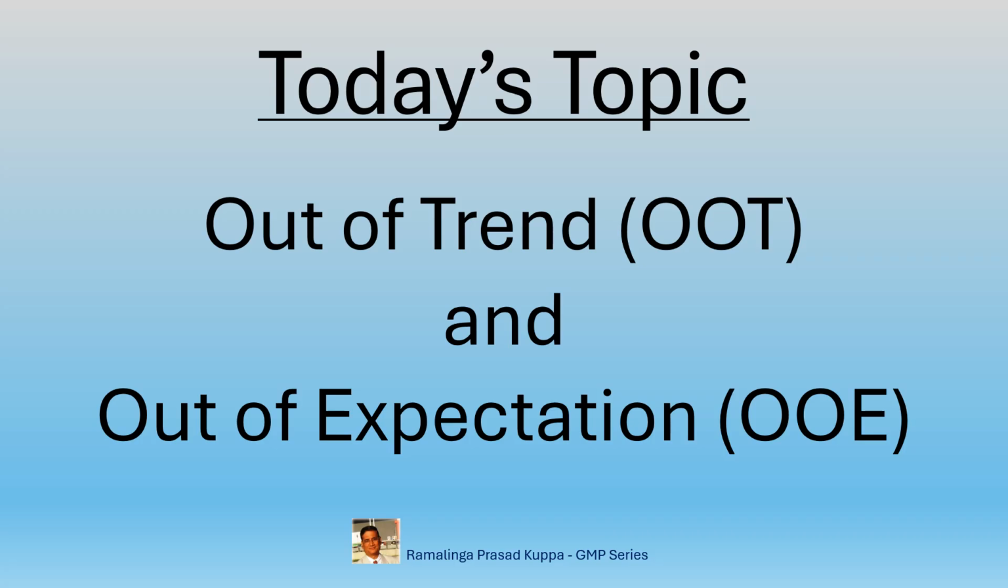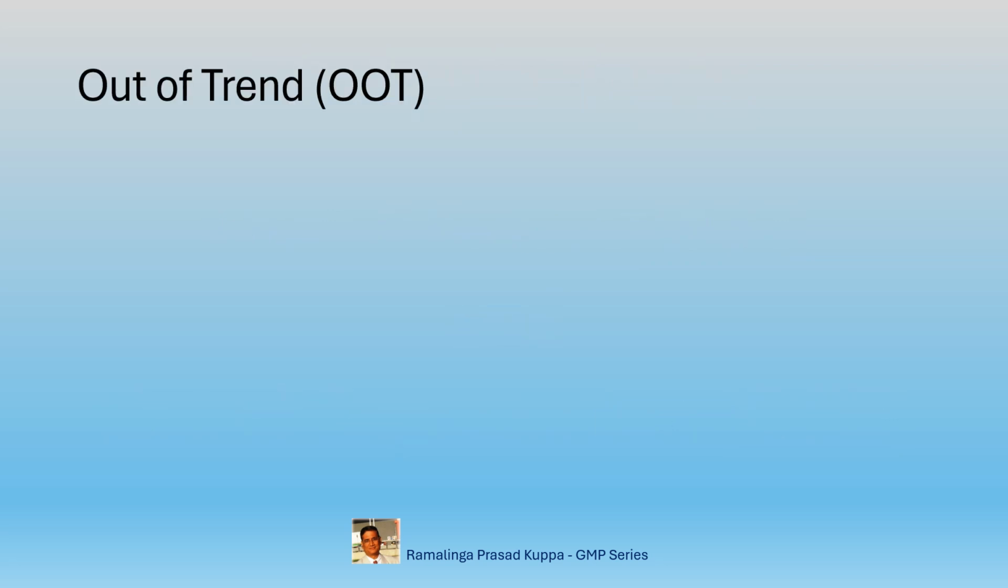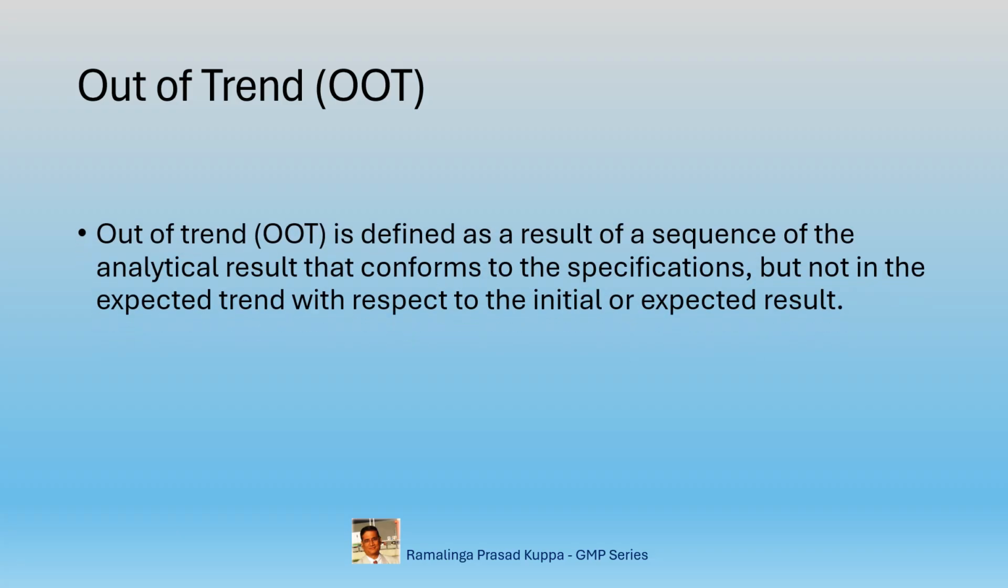Let us understand how these OOT and OOE are identified and monitored for defining correct CAPA. Out of trend, OOT. Out of trend is defined as a result of a sequence of the analytical result that conforms to the specifications but not in the expected trend with respect to the initial or expected result. Here the word trend should be understood well.